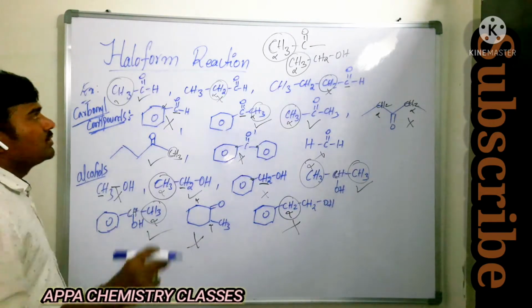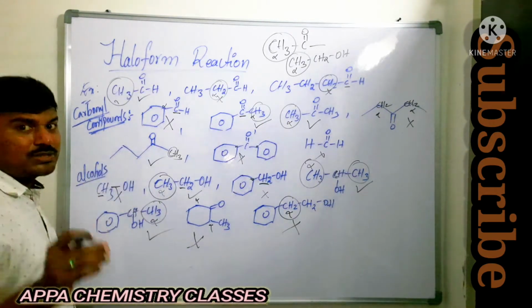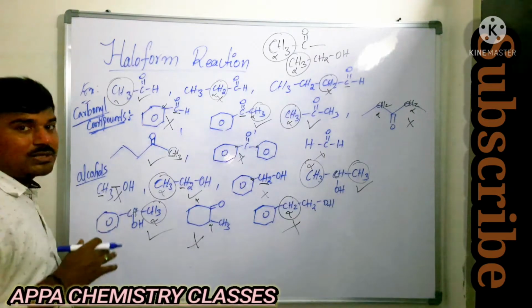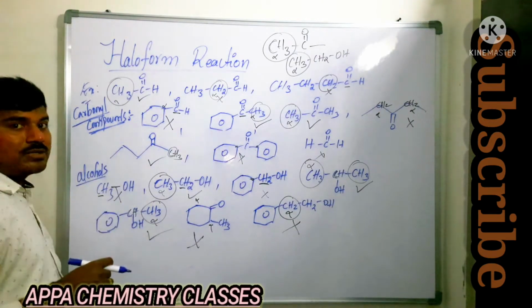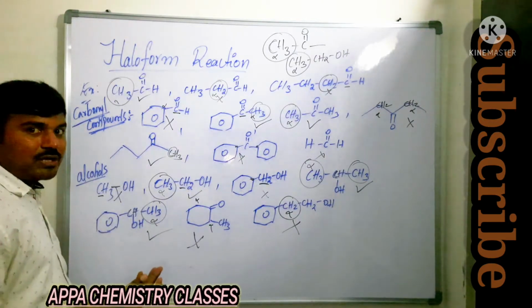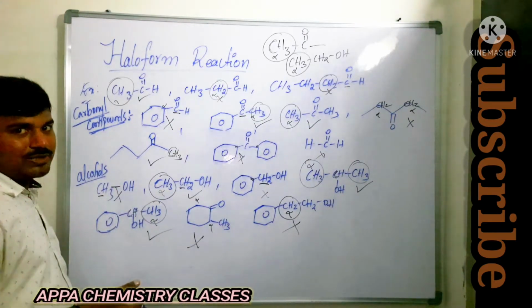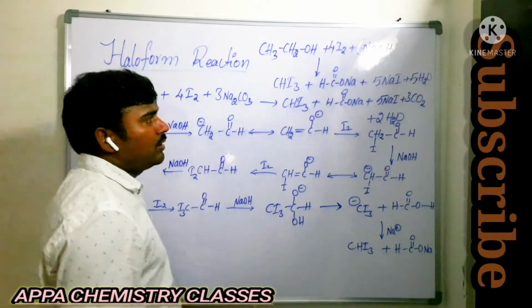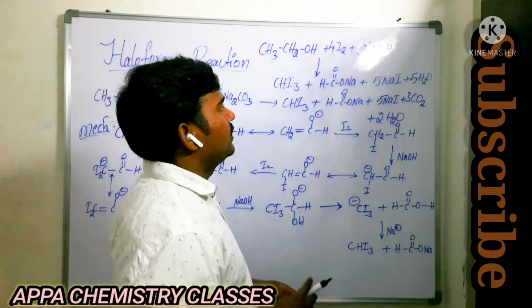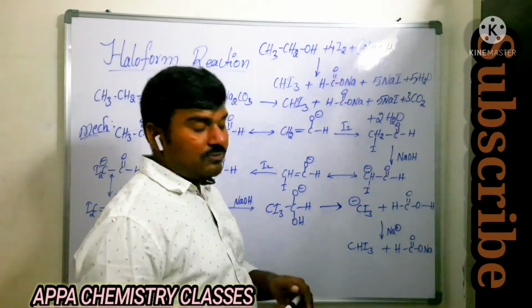Is that clear? So that is the haloform reaction, which is very important. Is that clear? We will see the reaction mechanism. So what is the rate of reaction? How it will react with alcoholic solutions, we will also see. Now you see here how alcohol will react with iodine in presence of alkali.